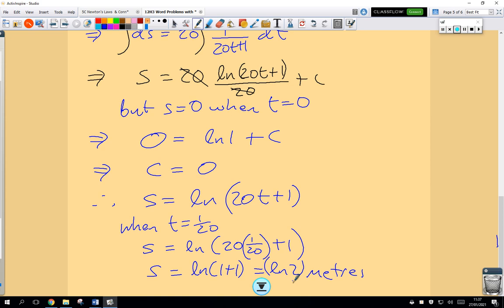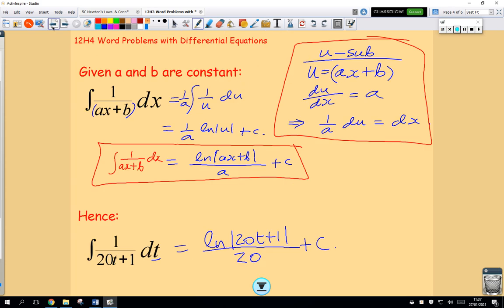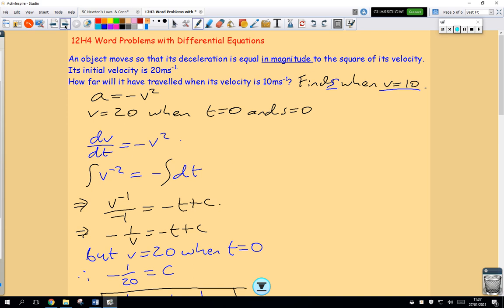However, this is an alternative solution, so both substitutions will work, which is really ultimately what I wanted to get across. Also, remember, learn this by heart. That's how we find the antiderivative of 1 over ax plus b. Okay, so practice, practice, practice.